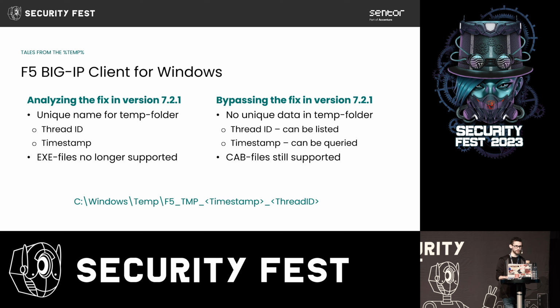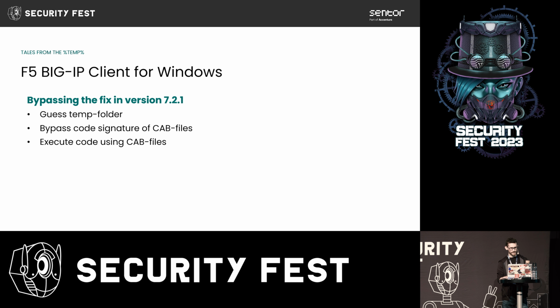So this is kind of how the new temp directory looks. It looks scary at first, but then you kind of notice that there's no entropy in there. So to bypass this, we need to guess the temp folder. We need to bypass the code signatures for cab files, and then we need to find a way to execute code using cab files.